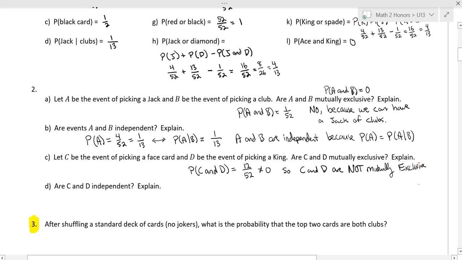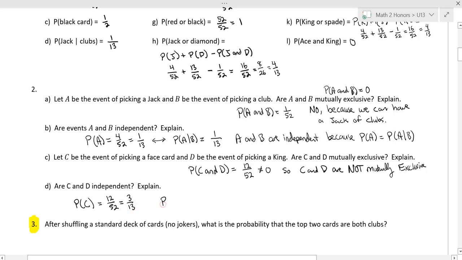Are C and D independent? Well, let's look at the probability of C. C is the event of picking a face card. There's 12 face cards out of 52. We can reduce that to 3 out of 13.